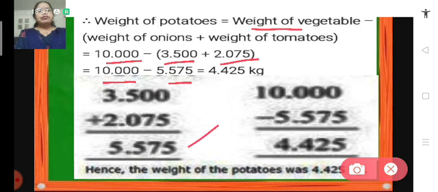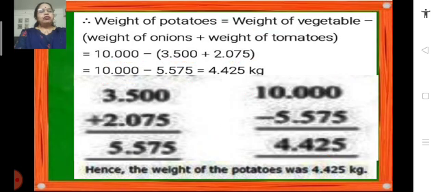So here we have added them. First we have to add the weight of the onions and weight of tomatoes. So we get 5.575, isn't it? Then from 10 kgs we have to subtract 5.575 kilograms. So we have done the subtraction like this. Here we write the decimals according to the place values, and subtracting from the thousandths place, what do we get? We get 4.425, isn't it? So the weight of potatoes that we get is 4.425 kilograms.